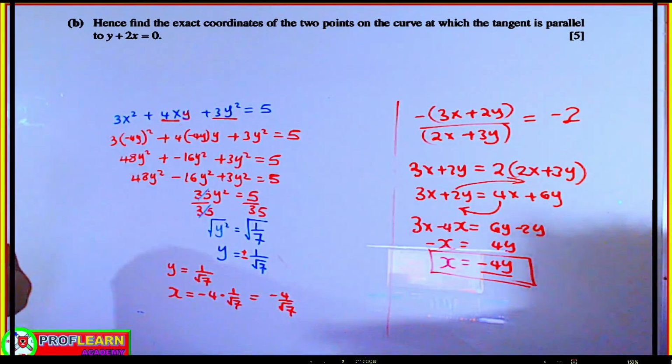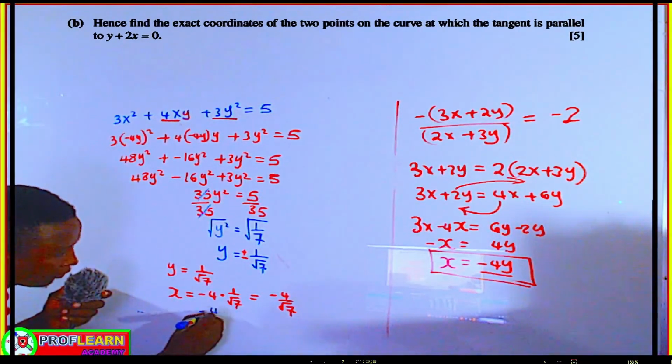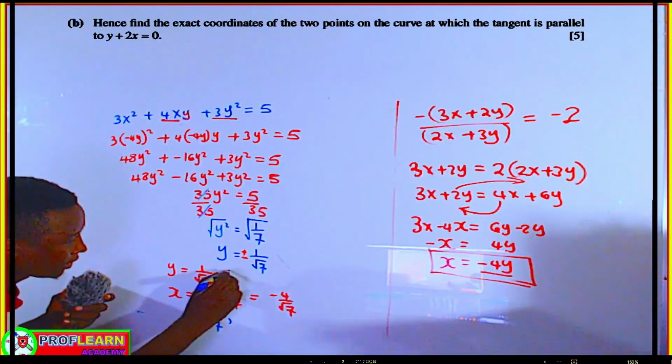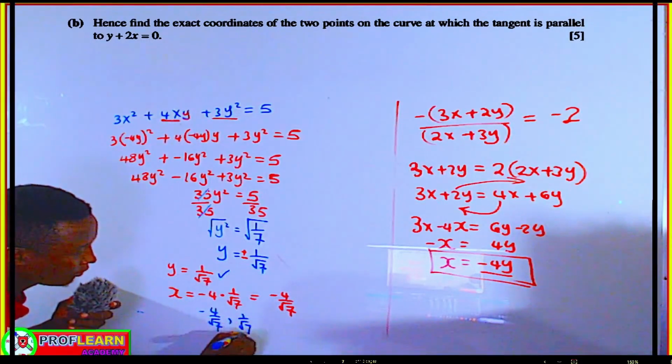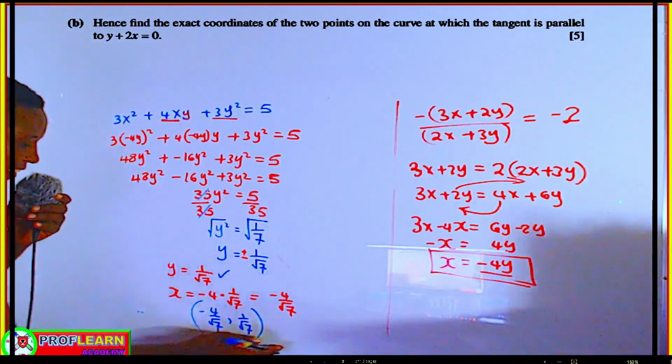So the first coordinate can be written at this given point, and we shall say the first coordinate is going to be negative 4 over root 7, comma, our y in that case is 1 over root 7. That's the first coordinate, and that is the first exact coordinate.